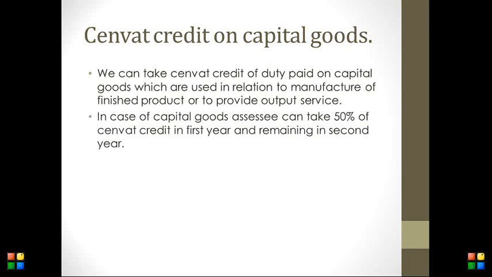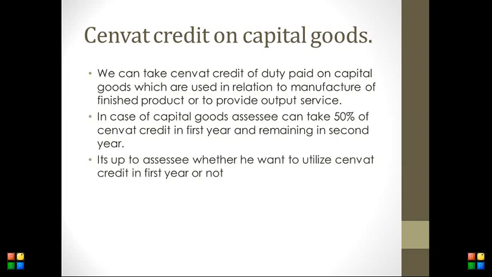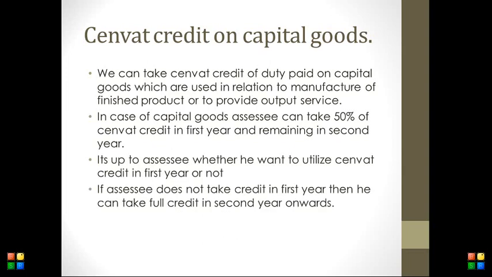In the case of capital goods, the assessee can take 50% of the Cenvat credit in the first year and the remaining in the second year. That means whatever duty he paid, he takes 50% in the first year and 50% in the second year. It is up to the assessee whether he wants to utilize the Cenvat credit in the first year or not. That means it is not compulsory to utilize this Cenvat credit in the first year itself. He can take that credit as long as the machinery is with him, and he can take a decision on that. If the assessee does not take a credit in the first year, then he can take a full credit from the second year onward.